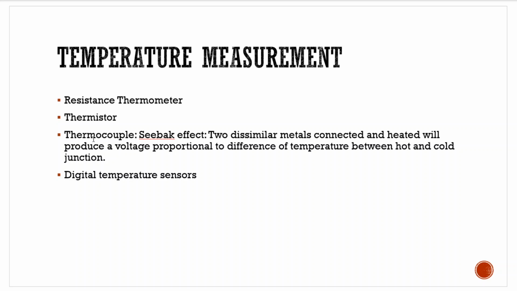So with this particular effect, we can insert one junction in a medium whose temperature we want to check. It should be a hot medium, and its temperature will be different with respect to the cold junction. So the proportional amount of voltage that will be generated will help us determine the value of temperature. Then you also have digital temperature sensors. In these devices, we have an analog device for measurement of temperature that can be converted into an equivalent digital output using ADCs.